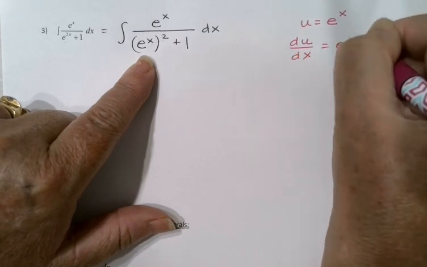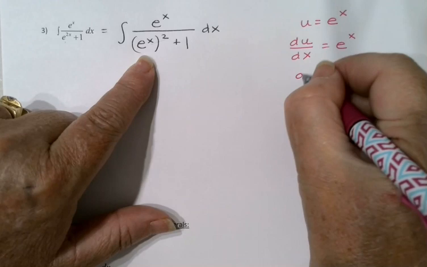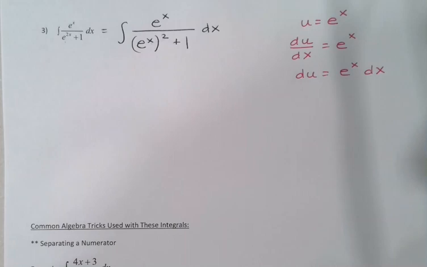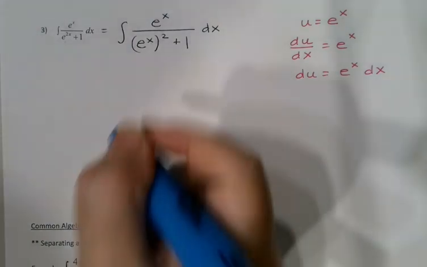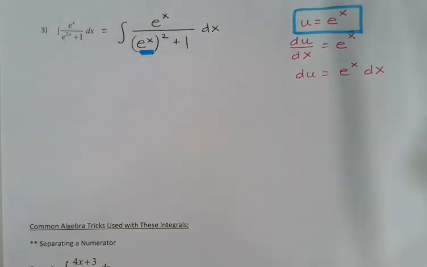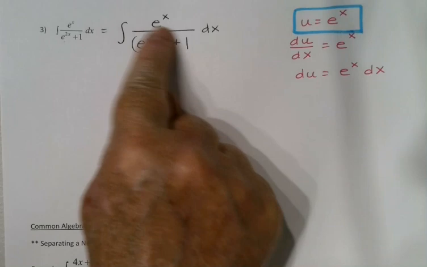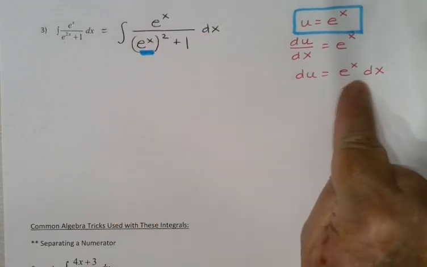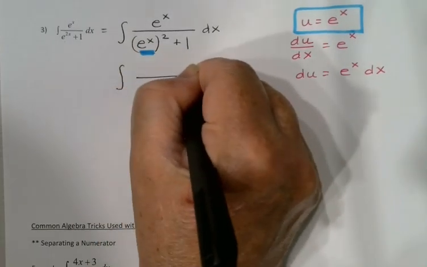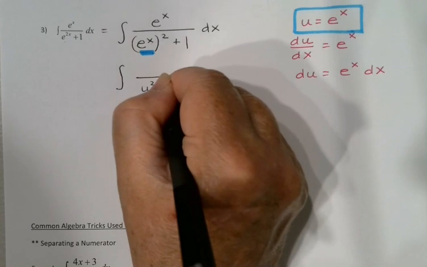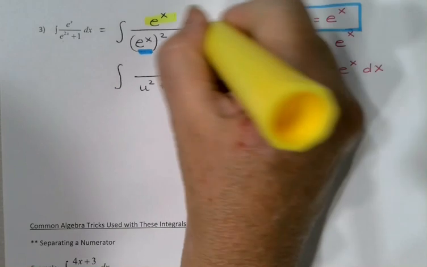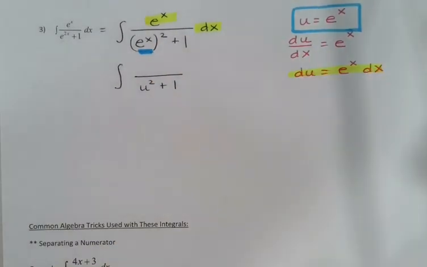du/dx will still be e to the x, and du is e to the x dx. So this is what I wanted to make my u. Even though there's another e to the x up here, I'm going to save that. That e to the x dx I'm going to use later as part of the du. So in the denominator, I now have u squared plus 1, and then my e to the x dx can just become du.